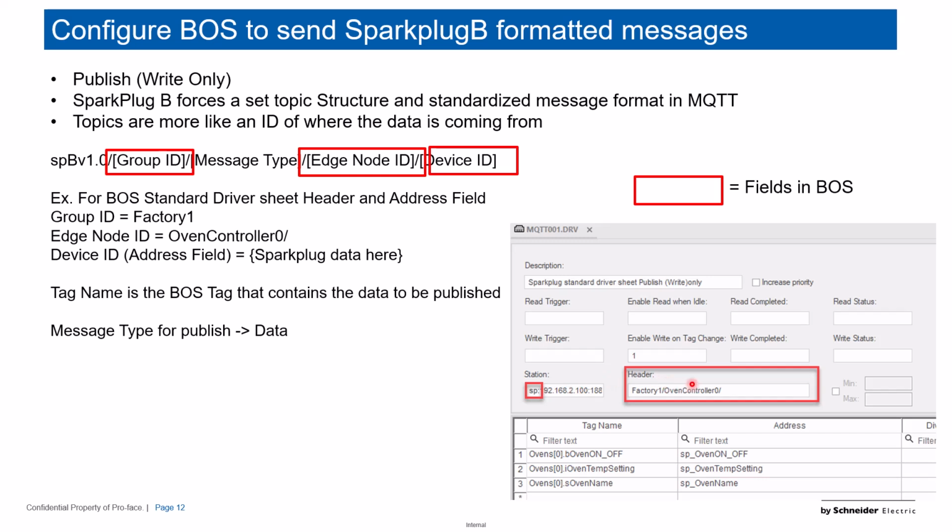But realize that when you do that, Sparkplug B invokes this topic structure, and you must follow it. If you do not, Blue Open Studio will basically do nothing, and you could be a little confused as to why it's not doing what you think it should be doing.